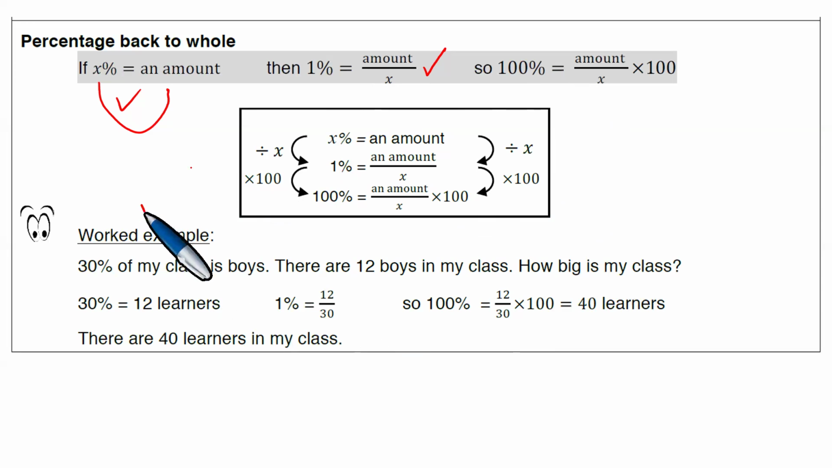Worked example. 30% of my class is boys. So the boys form 30% of the class. There are 12 boys in my class. How big is my class? Okay, here is an example. How big is the class? They're going to ask you questions like that. Let's check.